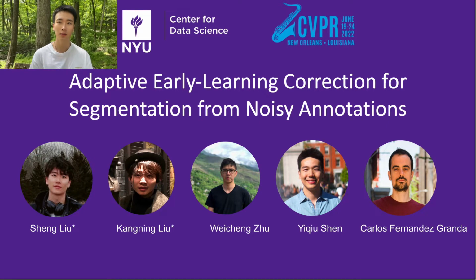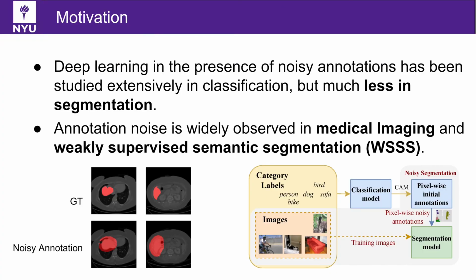I'm very happy to present to you today our recent work on semantic segmentation for noisy annotations. Due to insufficient information, mistakes made by experts, subjective judgments, and many other reasons, noisy annotations are essentially everywhere in real-world datasets. And this problem has been extensively studied in classification, but much less in segmentation. For example, in medical imaging, annotation errors could happen because of mistakes made by experts or doctors.